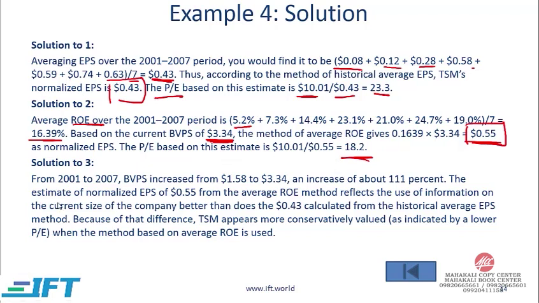And then from a testability perspective, this is important, the distinction between the two methods. Over this period, the book value per share increased from 1.58 to 3.34, an increase of about 111%. So the company obviously grew a lot. The estimate of normalized EPS of 0.55, which we have over here, from the average ROE method reflects the use of information on the current size of the company better than does the 0.43, which is calculated using the historical average EPS method. Because of that difference, the company, TSM, appears to be more conservatively valued when the method based on average ROE is used.